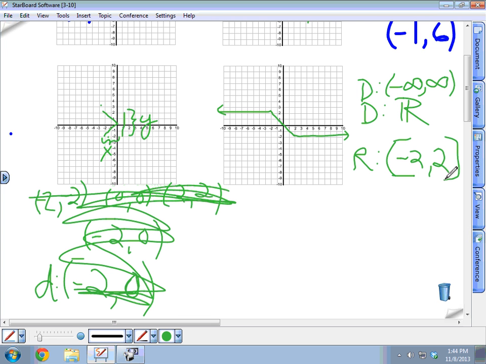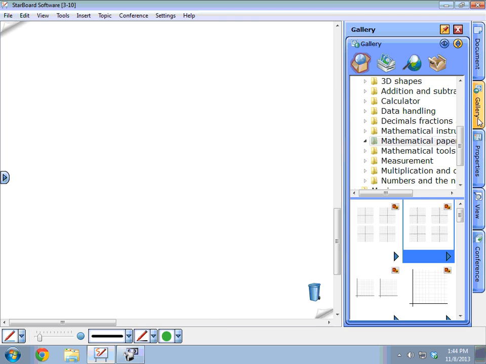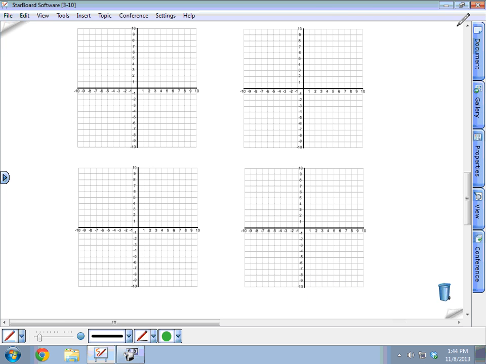Is this relation a function? Yes, it is a function. Good. It passed the vertical line test. There's no place you can put a vertical line on that graph that will touch it in more than one spot. There's only one y value for every x value.